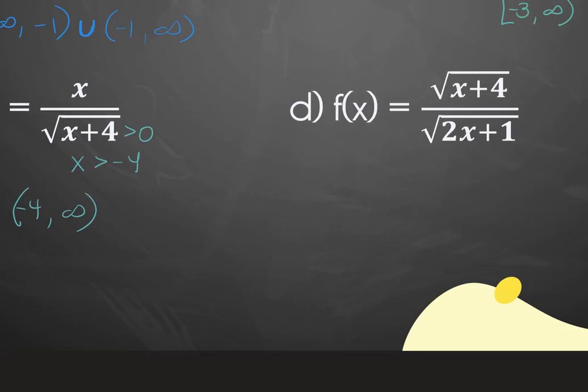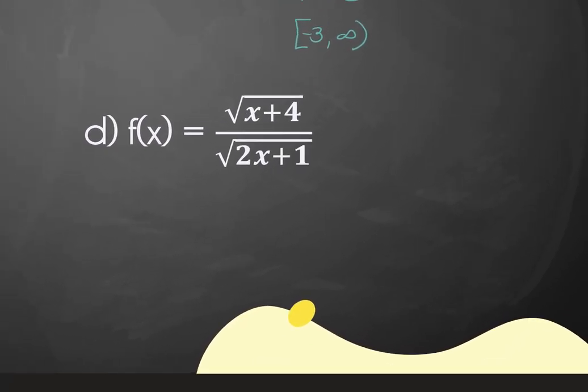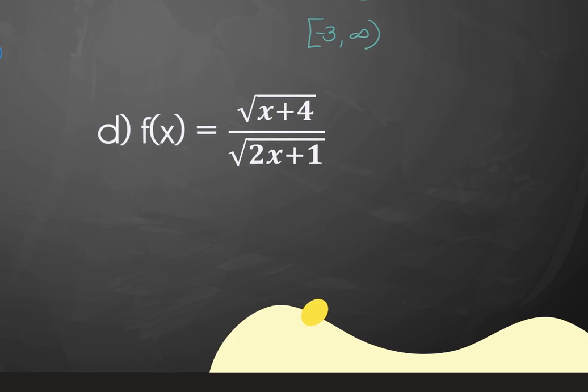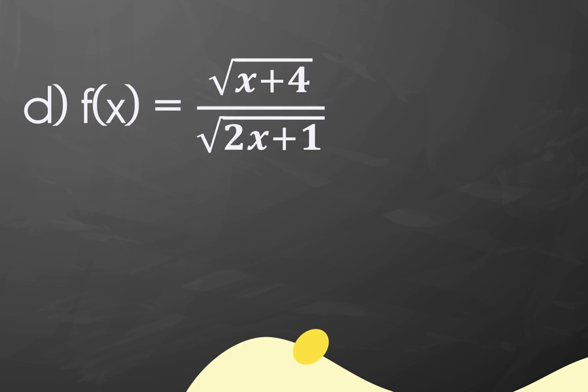And then D, what's happening here? Square root in the denominator and square root in the numerator, right? So we say the numerator has to be greater than or equal to 0, and we say the denominator has to be greater than 0. Numerator can be 0, but the bottom cannot. From my numerator, I get the restriction that x has to be greater than or equal to -4. And from my denominator, I get the restriction that x has to be greater than -1/2.